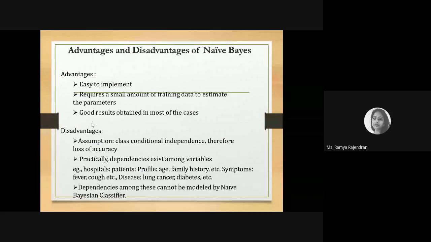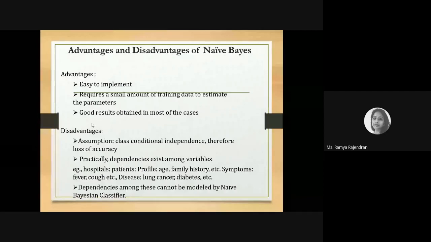The disadvantage is that it always assumes each of the classes is independent of each other, as I told you earlier. That's why it's called naive Bayes. Because of that, there might sometimes be less accuracy here, since there will be a lot of dependency among the other variables which is ignored. This is one of the greatest disadvantages of naive Bayes.